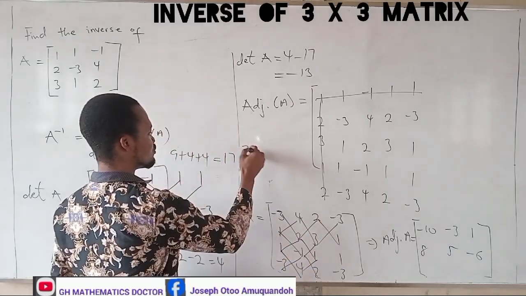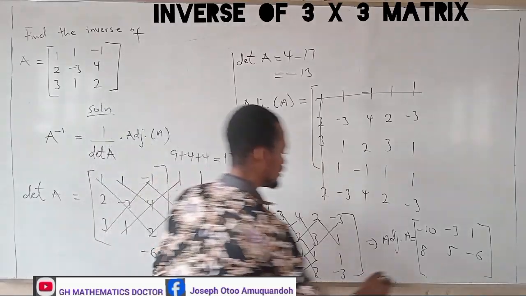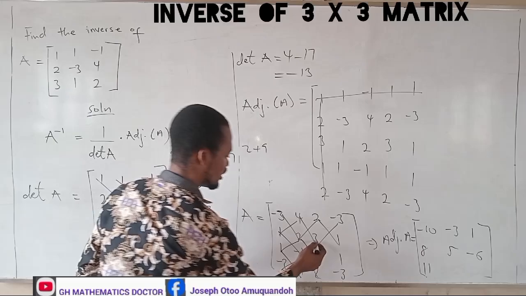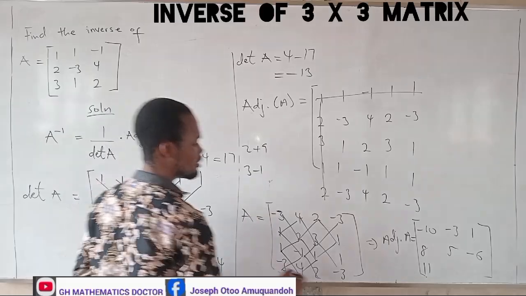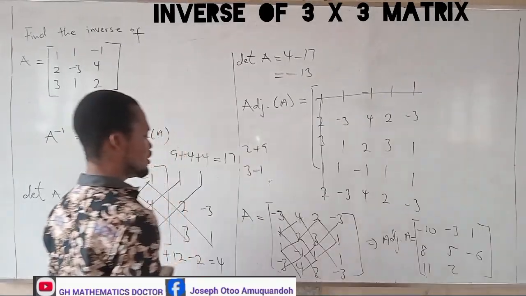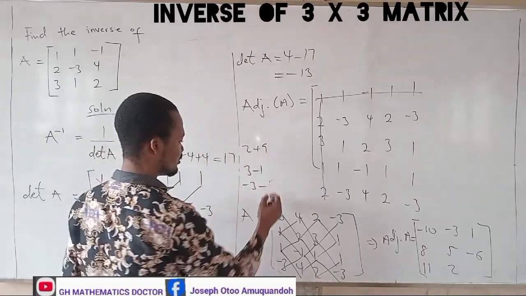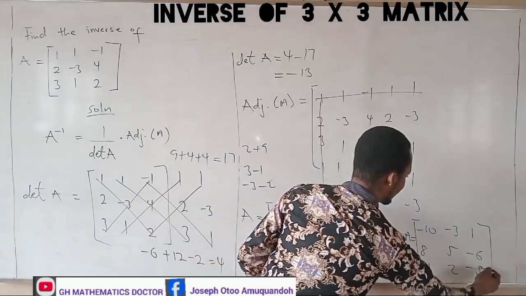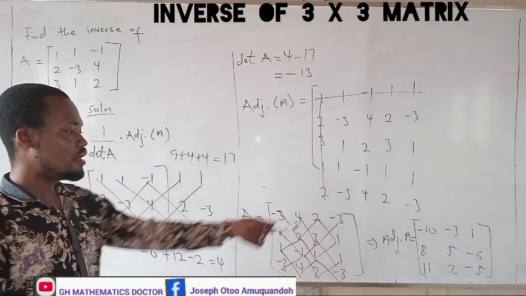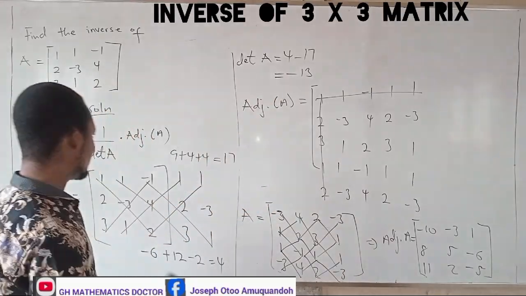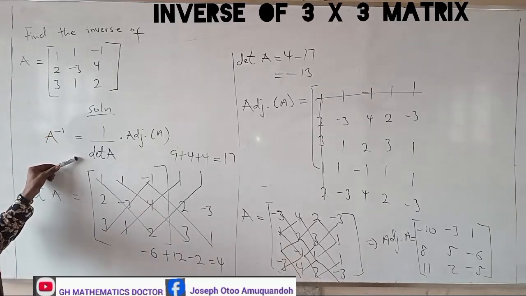Another 2 by 2 matrix. This and this will give you negative 9, so it becomes positive 9, and that will give you 11. Another 2 by 2, so we have 3, this is 1, so positive 2. And the last one, another 2 by 2: negative 3, so that will give you negative 5. So now we have our adjoint and we have our determinant, so we can get the inverse using the formula.